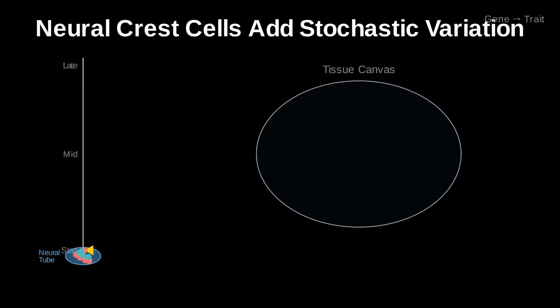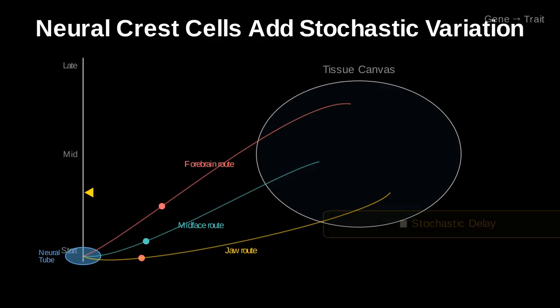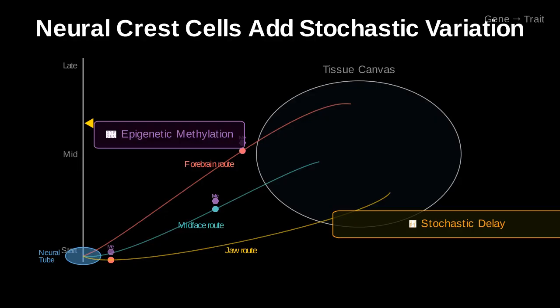Neural crest cells begin their journey from the neural tube, carrying the genes that will eventually shape facial features. Timing differences already send cells along diverging routes, creating the first layer of developmental variation. Random delays push some cells to arrive later than others, injecting stochastic noise into the developmental program. Epigenetic marks, like methylation tags, silence or activate genes within those cells, adding another layer of regulation.